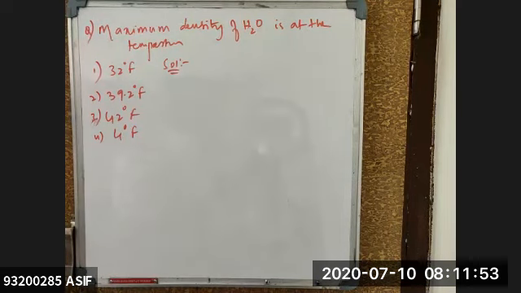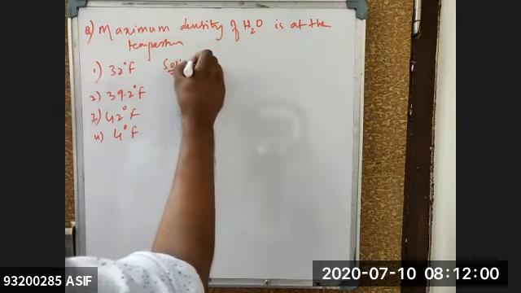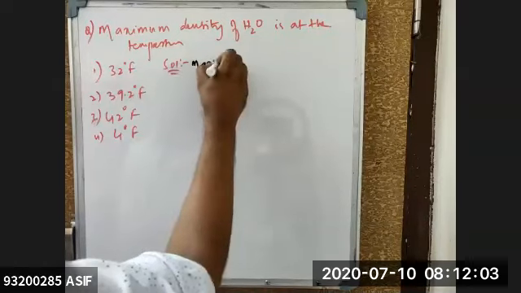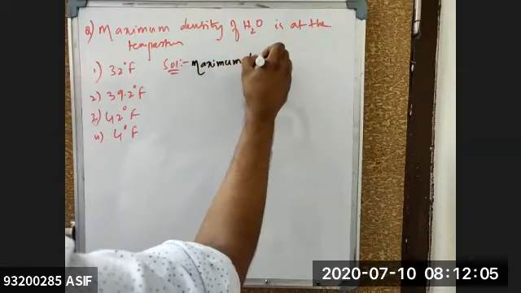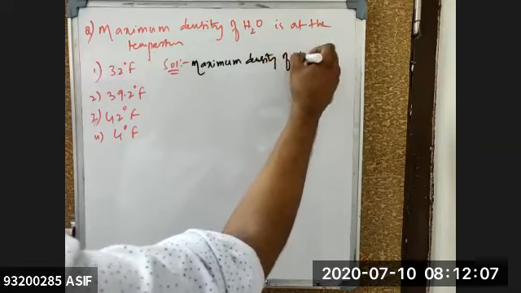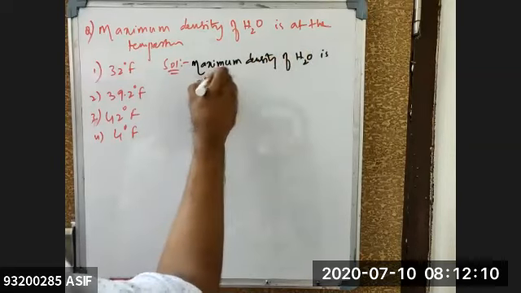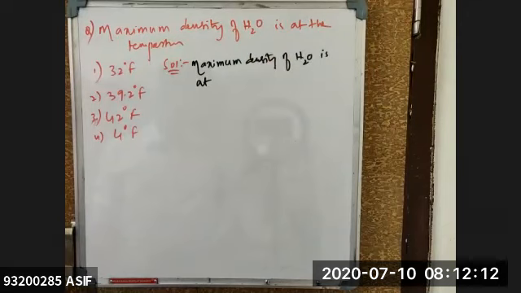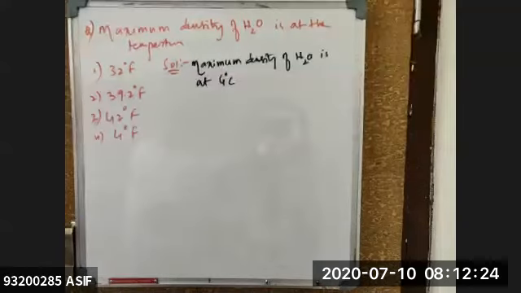What is the answer, beta? In expansion of liquids, in anomalous expansion, I told you maximum density of water is at... Did I teach you the anomalous expansion, beta? 4 degrees. 4 degree centigrade, isn't it?